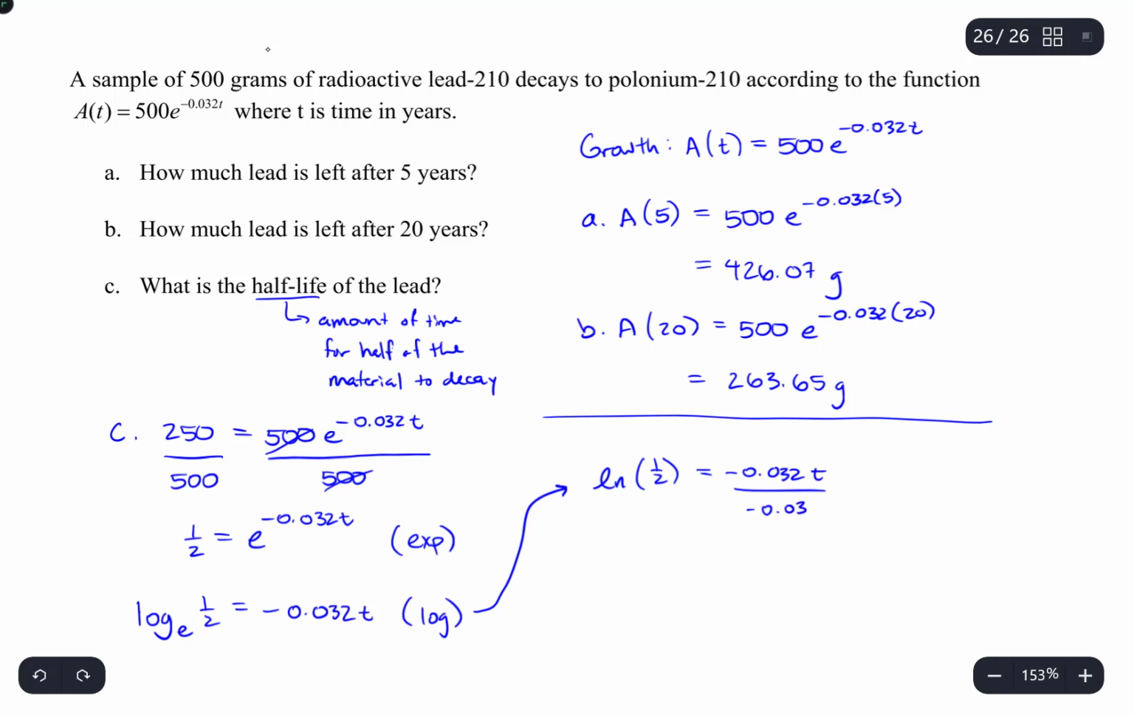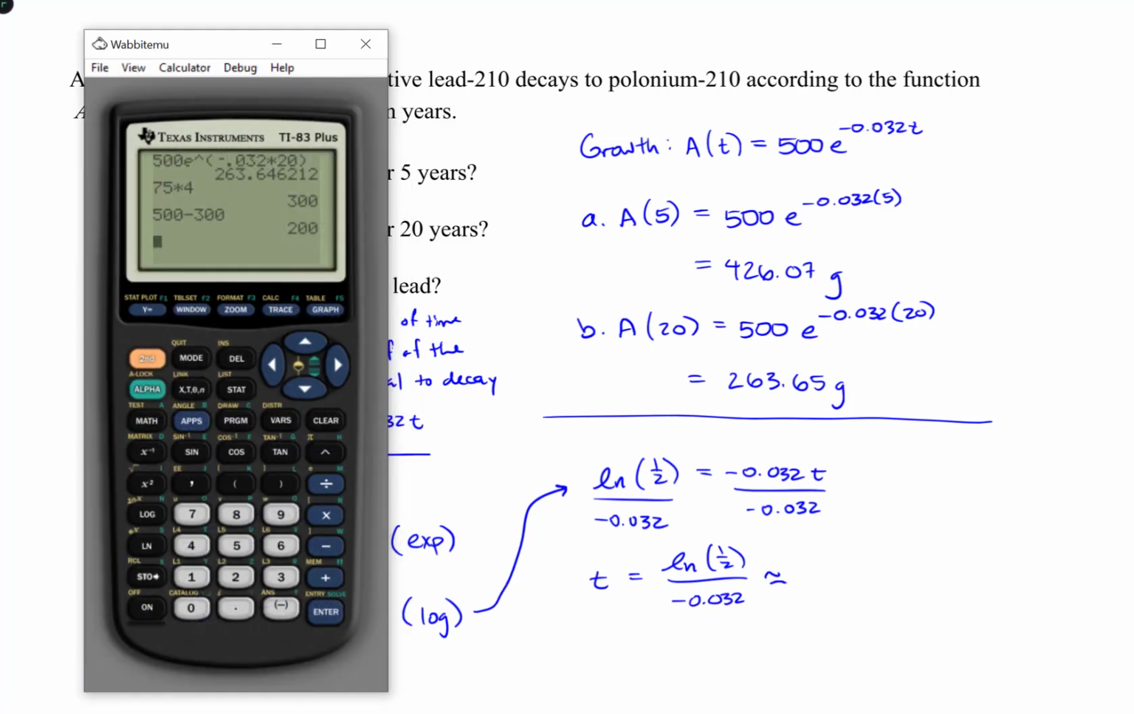And then all I would need to do is divide that value by negative 0.032. So the amount of time would be the natural log of 1/2 divided by negative 0.032, and using the calculator I can approximate that value. So the natural log of 1/2, or I could just have typed in 0.5, divided by negative 0.032 gives me about 21.66 years. I'll just keep doing 2 decimals here.